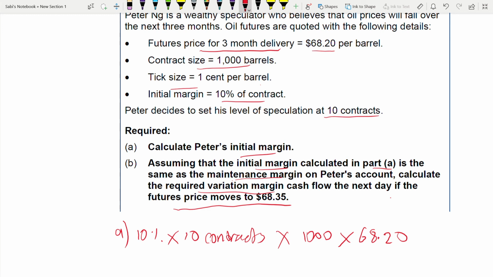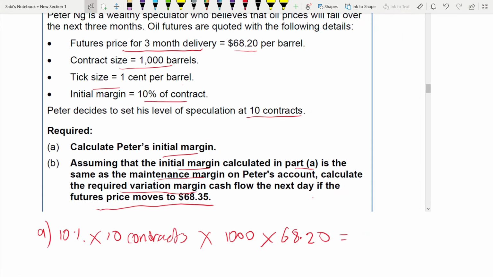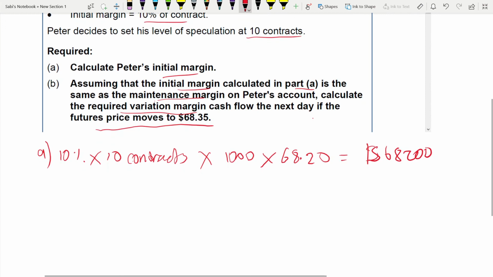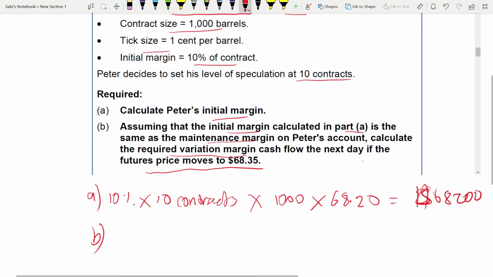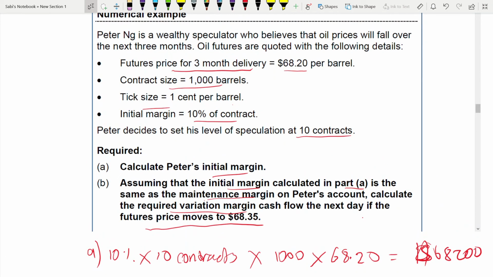Nothing with tick size and all. Tick size and all you multiply when you're finding the profit, not in the initial margin stage. Okay. So now, what is the price? 68,200. This is your initial margin. And you need it in part B. Assuming the initial margin calculated in part A is $68,200. And the price went to 68.35. The price was 68.2, the price went up.